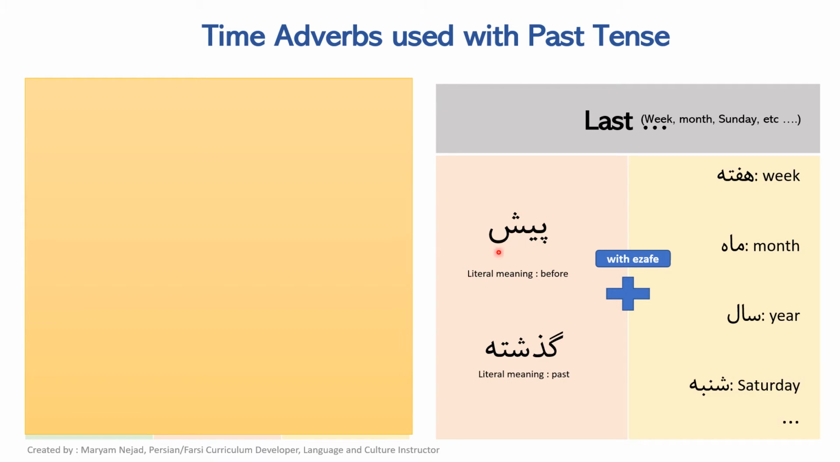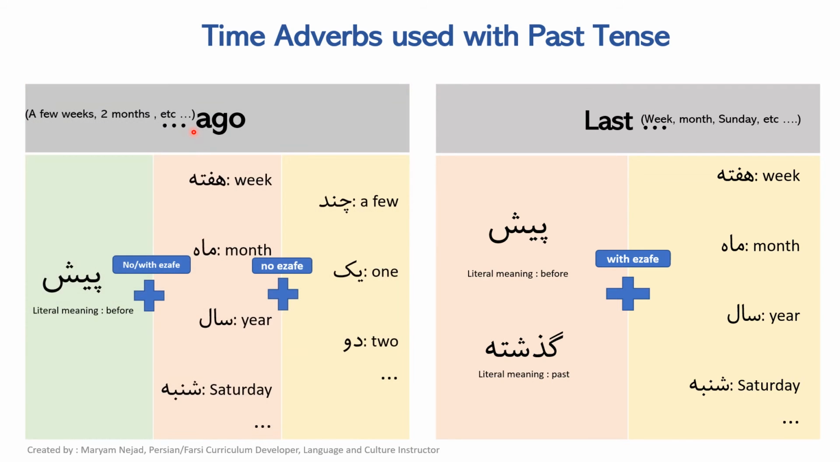The literal meaning of پیش is before, and the literal meaning of گذشته is past. But when in combination with these times, then the meaning changes to last in English. Also, if you want to say ago in English, for example, a few weeks ago, two weeks ago, 1 week ago, something like this, then again, we need the numbers here, or chand for a few, and then any numbers. And then we need the times, for example, هفته, ماه, سال, شنبه. And then again, we need پیش. For example, we want to say a few weeks ago, چند هفته پیش.